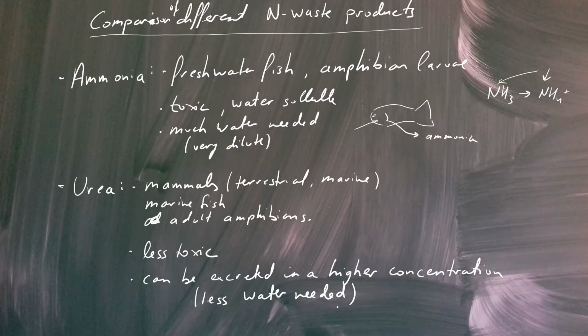So this is important for water conservation. It's also one of the reasons why marine mammals like whales produce this, because they're living in salt water, and they have to conserve their own fresh water as well. So that is the second one, and there's a third way how nitrogen can be excreted, and the third possibility is called uric acid.